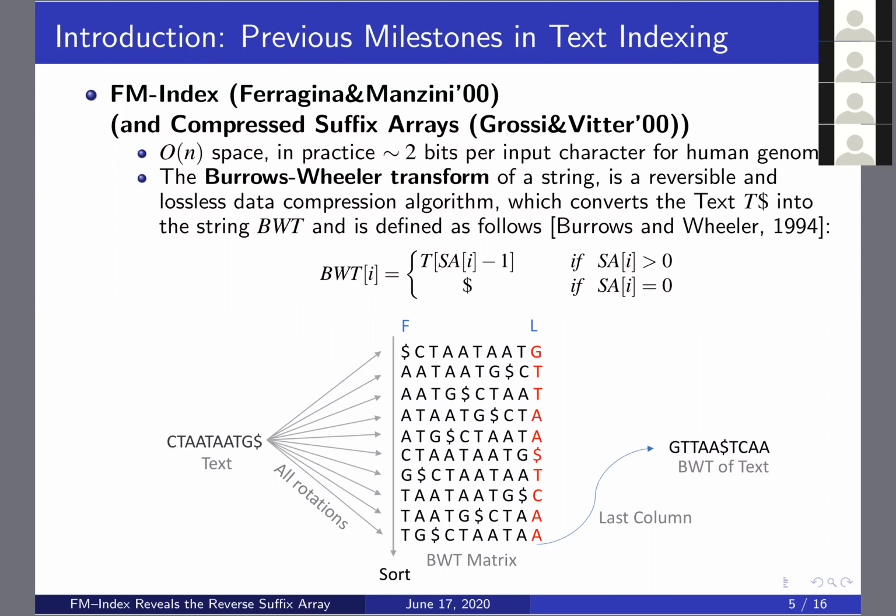However, for the locate queries, for reporting the occurrences, we still need the suffix array. Instead of maintaining the whole suffix array, which would take a huge space, we just sample it and use sampling strategies that I will not go into in detail, but most of us are very familiar with. So that is the FM index.